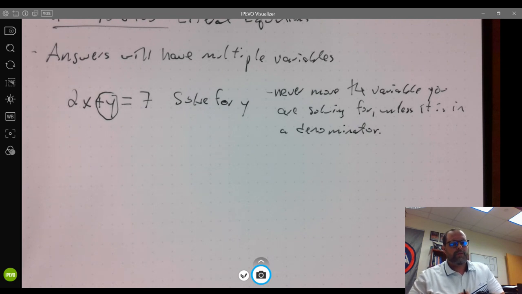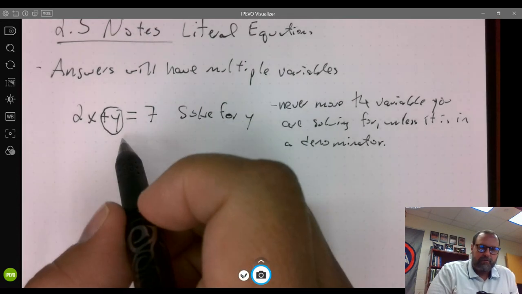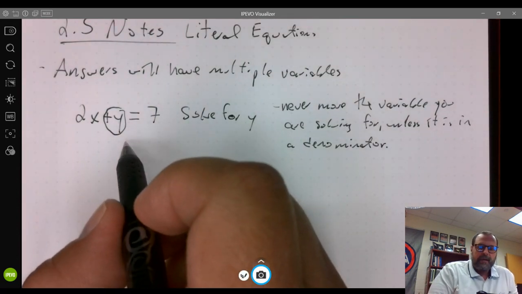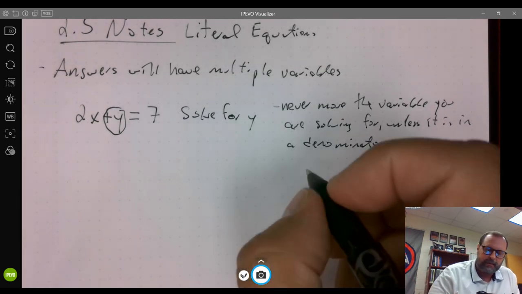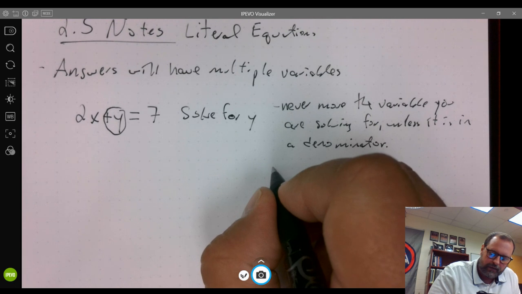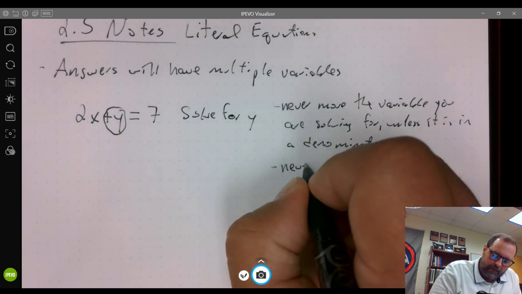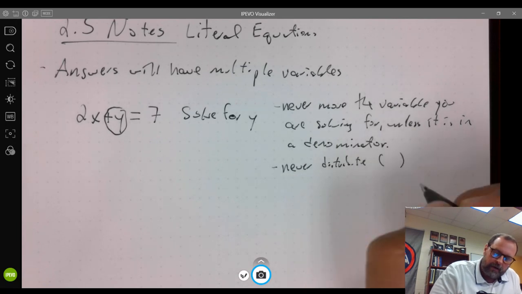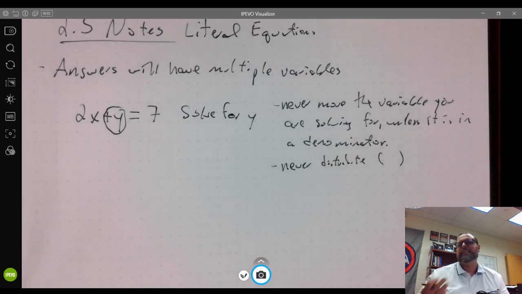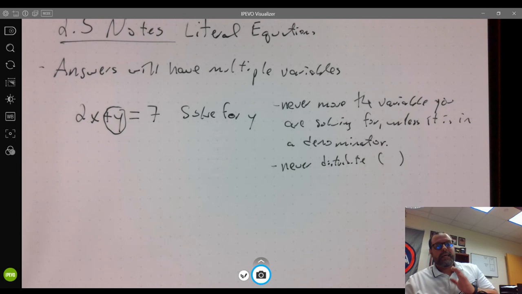So 2x plus y equals 7. When we're looking to solve for y, I'm not going to move the y. That's what I'm solving for. So all the steps are really the same. There are no parentheses, and even here we're not going to distribute parentheses. So I'm going to add that in as another note. Never distribute out into your parentheses. That's the only step that's really different. Other than that, it's not. I don't have like terms here, so I can't combine them. I want to get y by itself.